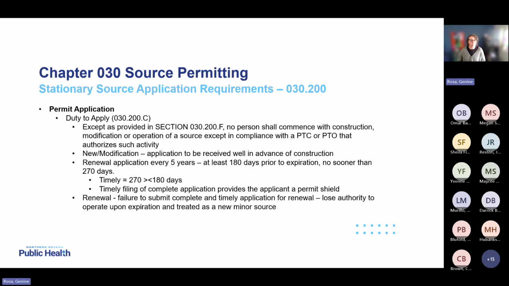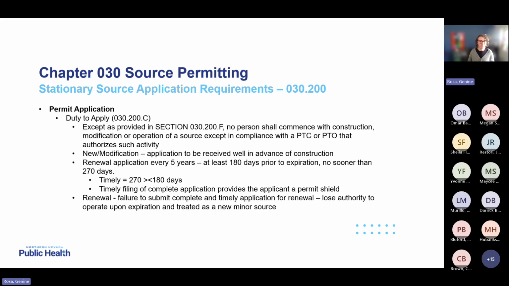So getting into the permit application, as a source that emits certain air pollutants, you have a duty to apply for a permit to construct and a permit to operate. That is in our regulations. We do have some exemptions or insignificant activities under section 030-200F. Other than that, you shall not commence construction, modification, or operation of a source except in compliance with a permit to construct or permit to operate that authorizes that.